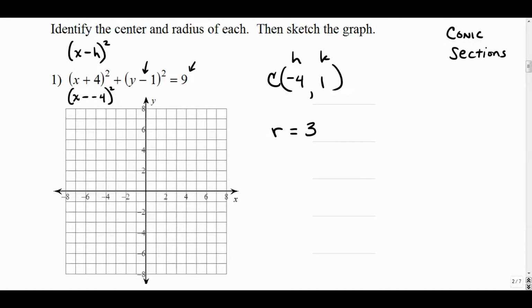All right, so let's plot our center. We're going to go left 4 and up 1. And we're going to count our radius of 3 from there. So I'm going to go right 1, 2, 3. I'm going to go up 1, 2, 3. I'm going to go left 1, 2, 3. I'm going to go down 1, 2, 3.